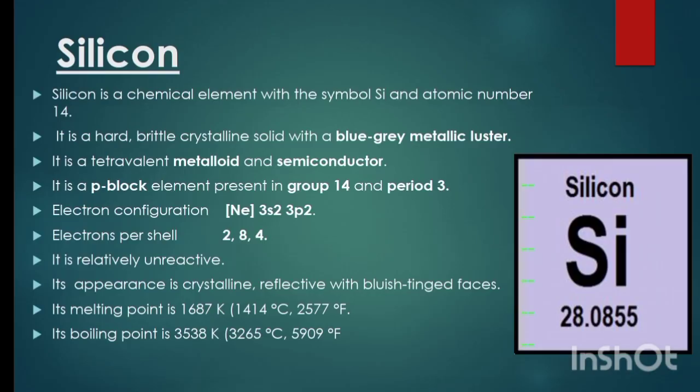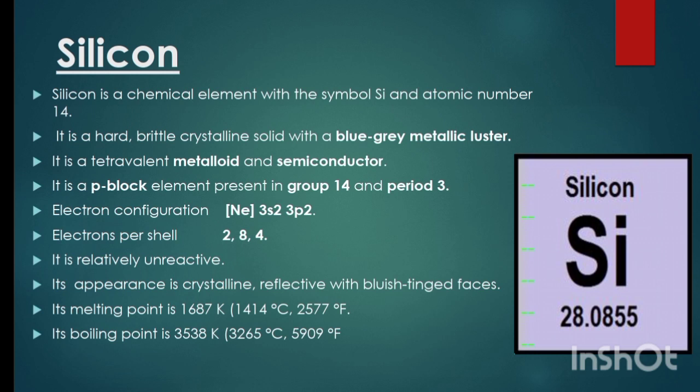Silicon. Silicon is a chemical element with symbol Si and atomic number 14. Its mass number is 28. It is a hard, brittle, crystalline solid with a bluish-gray metallic luster. It's a tetravalent metalloid and semiconductor. It is a p-block element present in group 14 and period 3. Its electronic configuration is given. It is relatively unreactive. Its appearance is crystalline, reflective, with bluish-tinted surfaces.